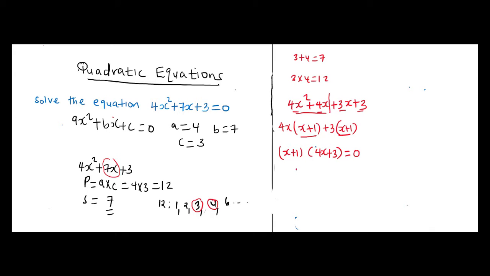So either x plus 1 equals 0, therefore x equals -1, or 4x plus 3 equals 0, 4x equals -3, x equals -3/4. In a quadratic equation, we must get two values of x, which we call the roots of the equation.